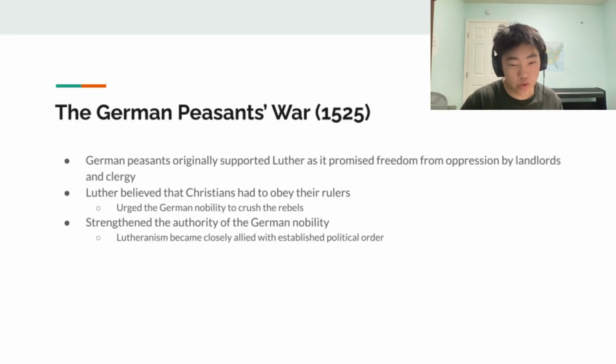And this led to the German Peasants' War in 1525, as German peasants who initially supported Luther believed that Lutheranism meant freedom from oppression by the landlords and clergy. However, Luther believed that all Christians should obey their rulers, no matter how harsh they were, and he urged the German nobility to crush the rebels. Thus, this war strengthened the authority of the German nobility, and Lutheranism became closely allied with political order.